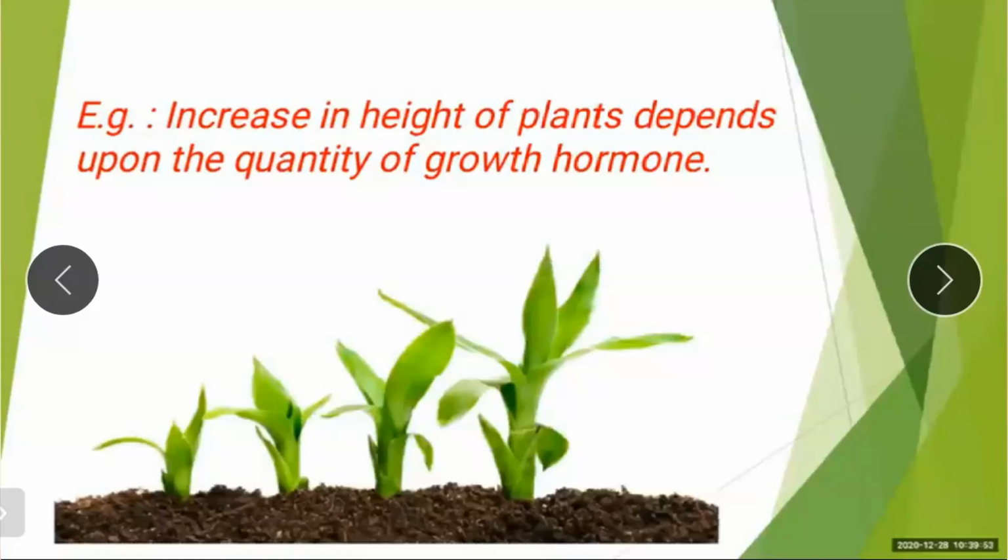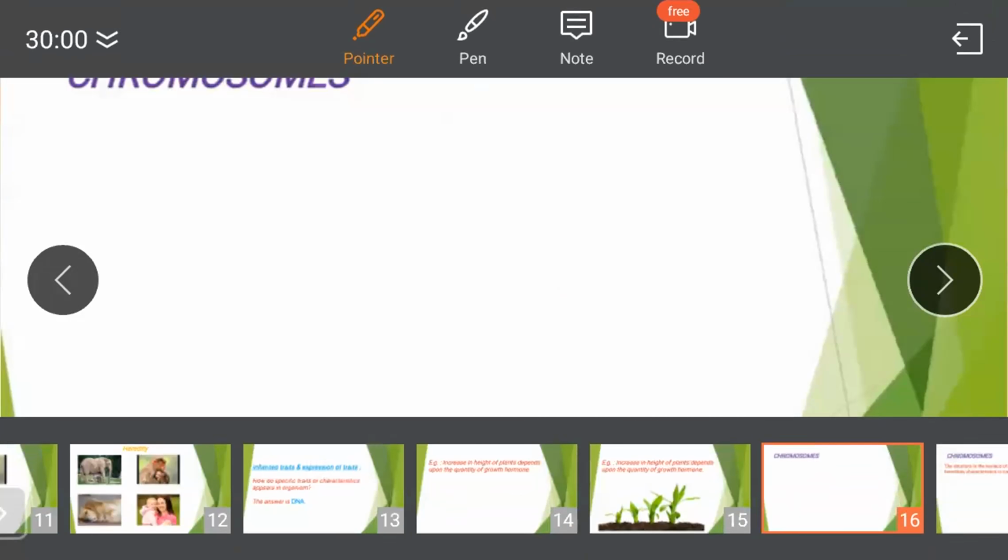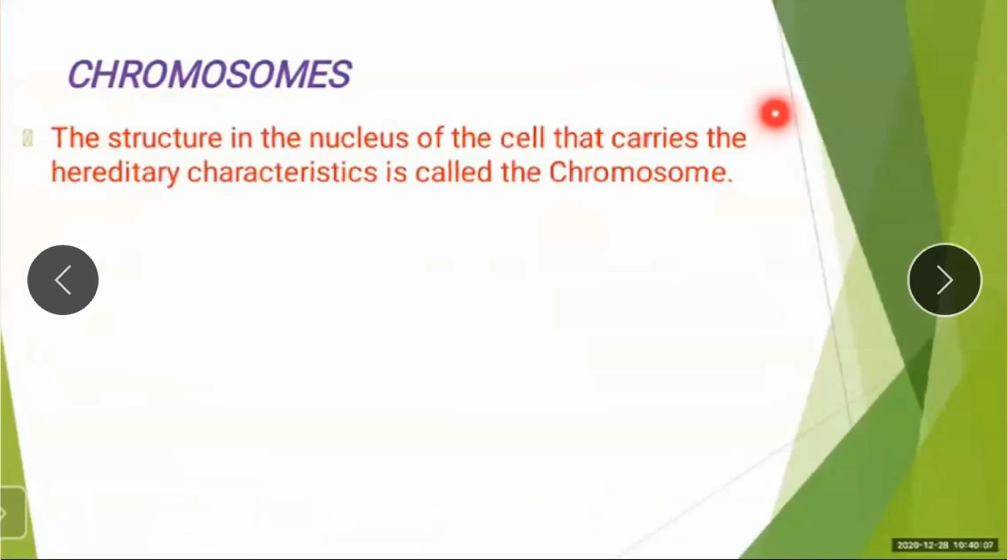Now, moving further to the next topic, that is chromosomes. What do you mean by chromosomes? Chromosomes are made up of nucleic acids and proteins, and they have hereditary characteristics located on them in the form of the DNA molecule. On the chromosomes, what is present? The DNA molecule. The number of chromosomes is specific for every species. The structure in the nucleus of the cell that carries the hereditary characteristics is called a chromosome. It is made up mainly of nucleic acids and proteins.